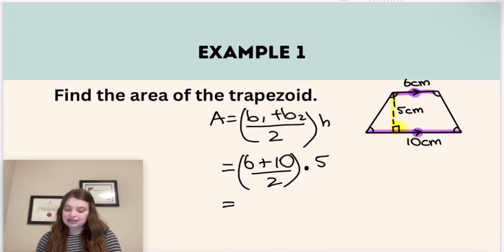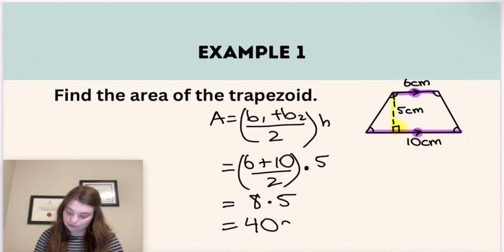So in the brackets is 6 plus 10 divided by 2. Now 6 plus 10 is 16, and 16 divided by 2 is 8. So it's going to be 8 times 5, and 8 times 5 is 40. So therefore, the final answer for the area of the trapezoid is 40 square centimeters.